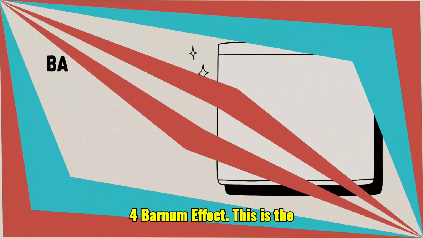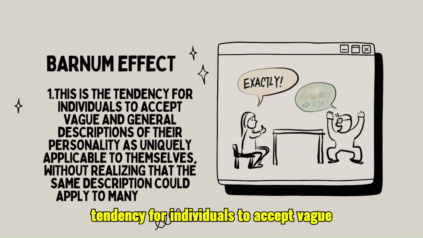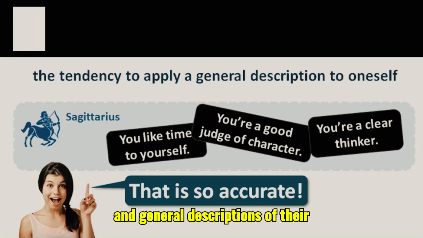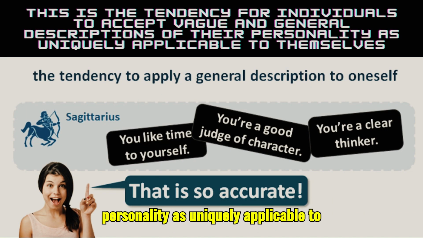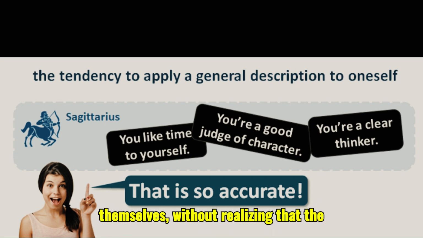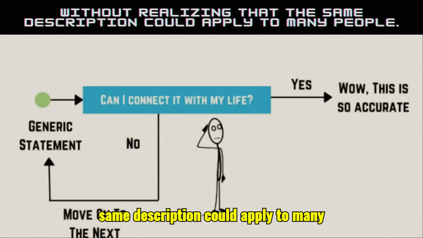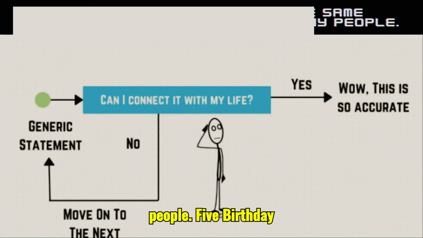4. Barnum effect. This is the tendency for individuals to accept vague and general descriptions of their personality as uniquely applicable to themselves, without realizing that the same description could apply to many people.